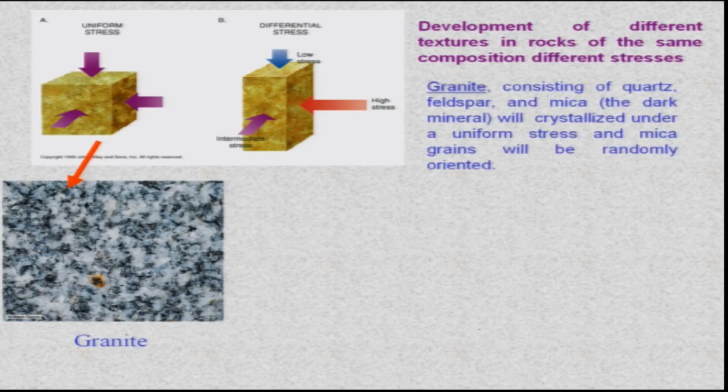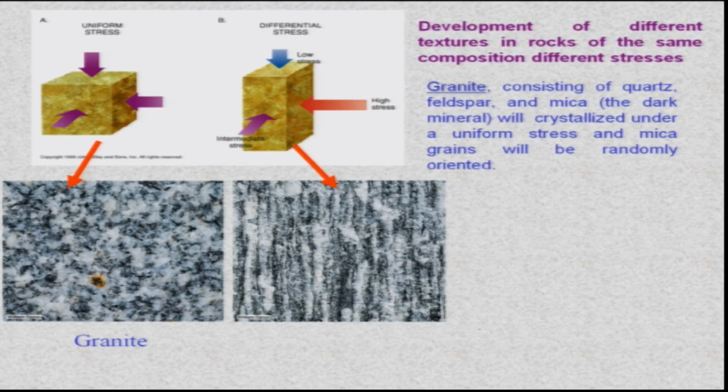But if they are subjected to differential stress, then the minerals will get oriented parallel or perpendicular to the high stress direction. So you have what we call a granitic gneiss. So this gets converted into a metamorphic rock, and it is termed granitic gneiss. The composition more or less remains similar here.